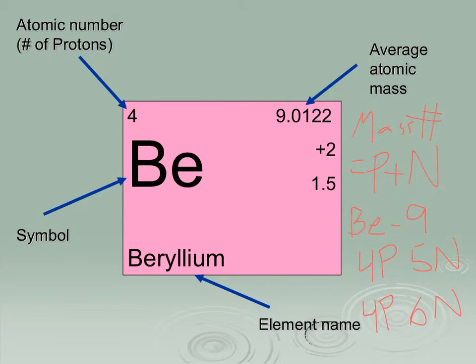But biggest thing I want you to take away from this is that average atomic mass is not equal to an atom's mass number. Never look at the periodic table when you're trying to find a mass number.